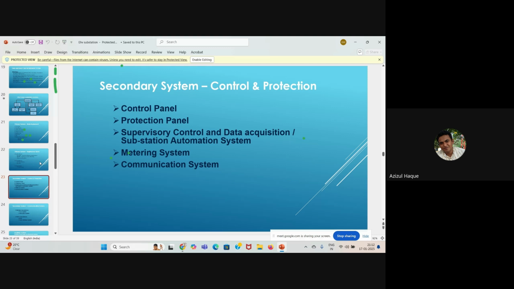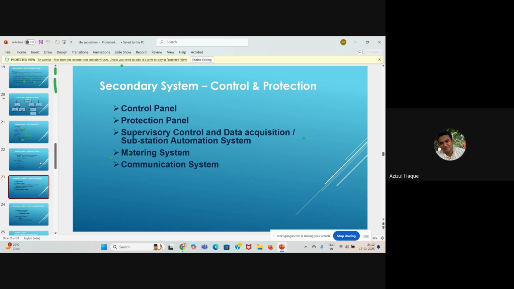And protection panel, all relays are installed in this protection panel, and the entire protection scheme is implemented through this protection panel. So whenever any fault occurs, this relay and protection system will come into picture to isolate the faulty part. For this protection panel, we have to design and everything.